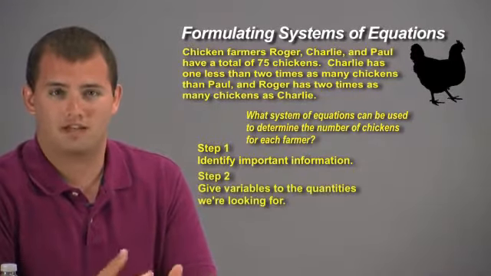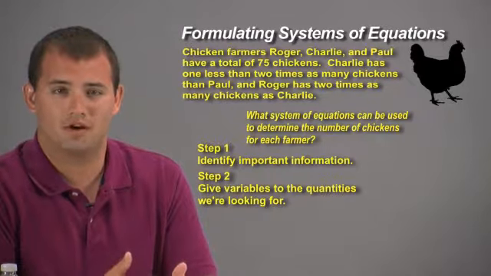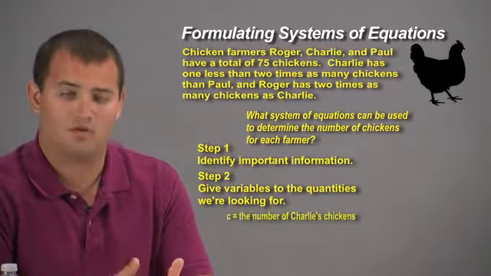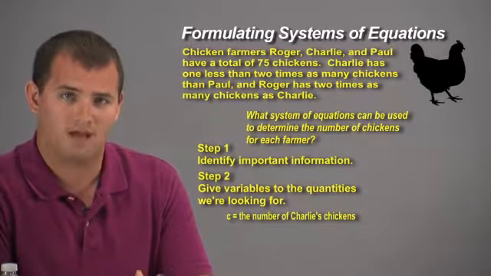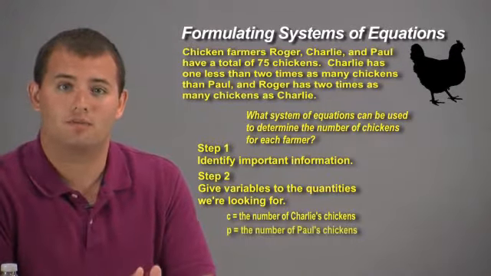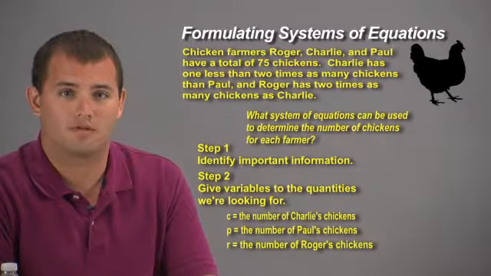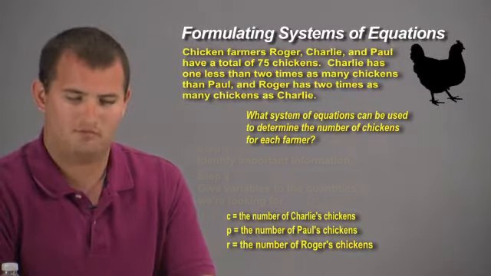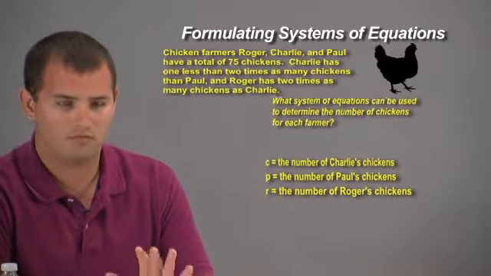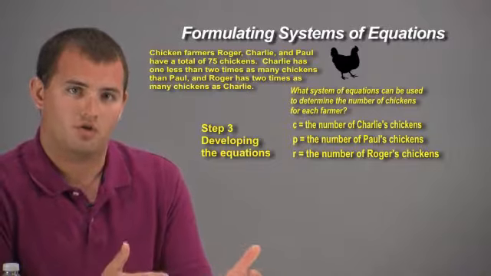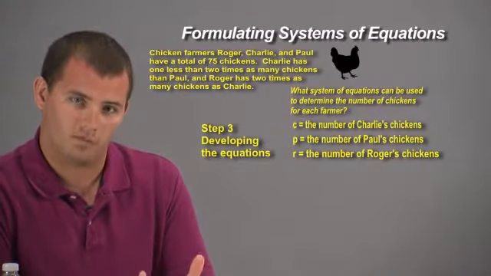Now, our second step, let's give variables to the quantities we're trying to model. I'm going to let C equal the number of chickens that Charlie has. I'm going to let P equal the number of chickens that Paul has, and I'm going to let R equal the number of chickens that Roger has. Now, the third step. We're going to construct our equations using the information we're given and the variables we have.